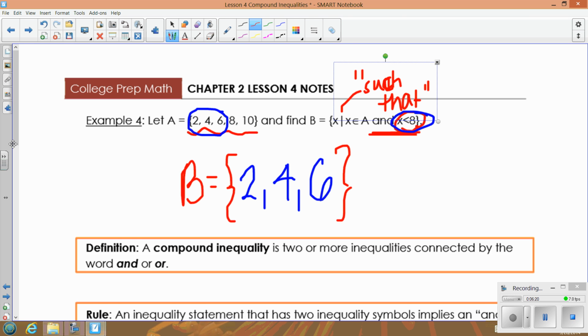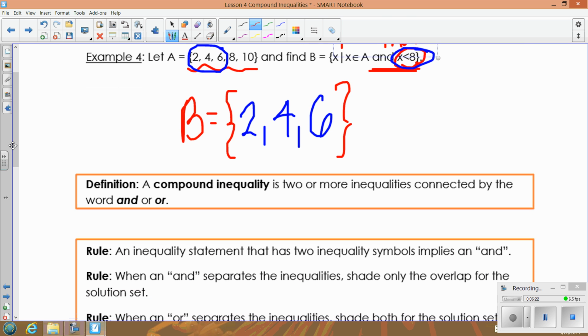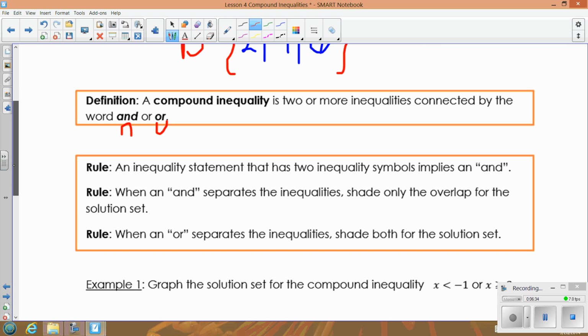All right, so now going on to inequalities. So if you notice, when we're talking about a compound inequality, we're going to connect 2 or more inequalities using the words and, which is the intersection, or, which is the union. So, first rule, an inequality statement that has 2 inequality symbols implies an and. Whenever there's 2 inequality symbols in one big inequality statement, it's going to be an and.